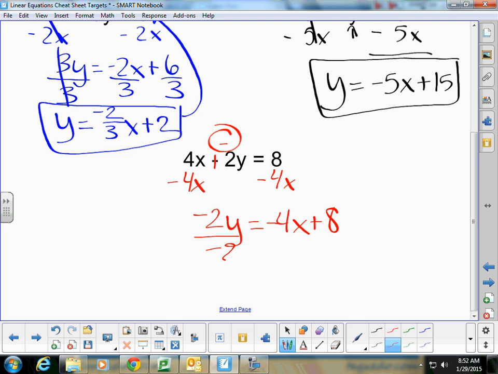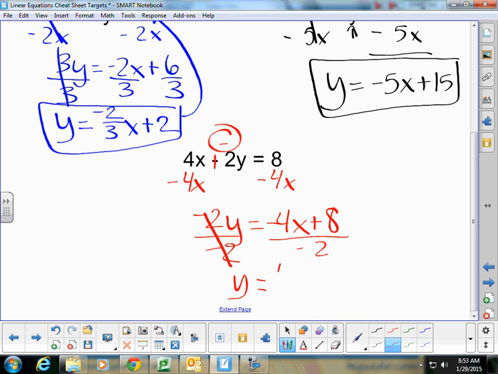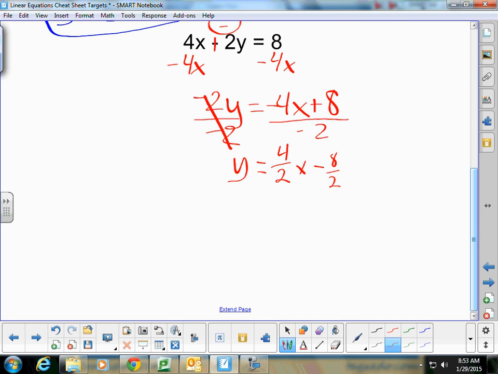So I divide by negative 2 on everything, and I get y equals negative over negative is a positive 4 over 2x. Positive over negative is a negative 8 over 2. I'm only showing you this because, yes, you know 8 over 2 is 4. So most of you would have done this right away, but some of you would have left this. That is not simplified. Do not leave it like that. Y equals then 4 over 2 is 2x minus 4.